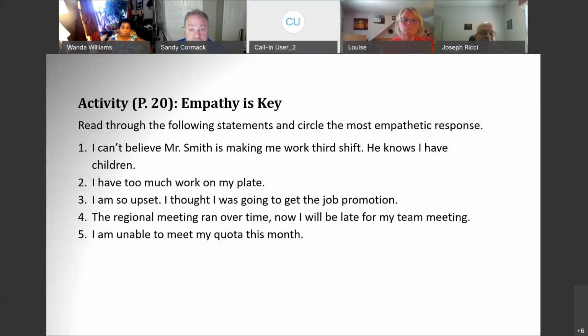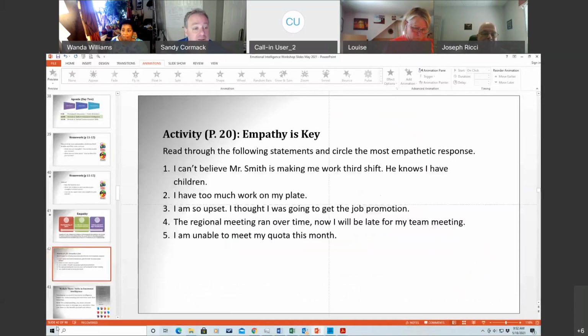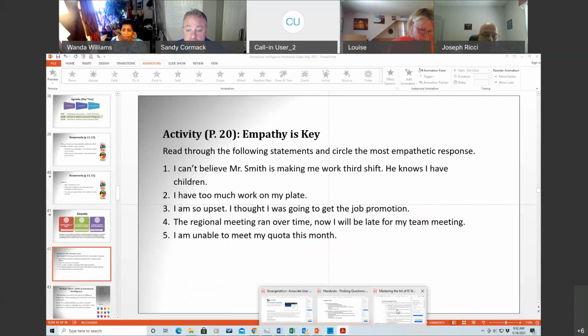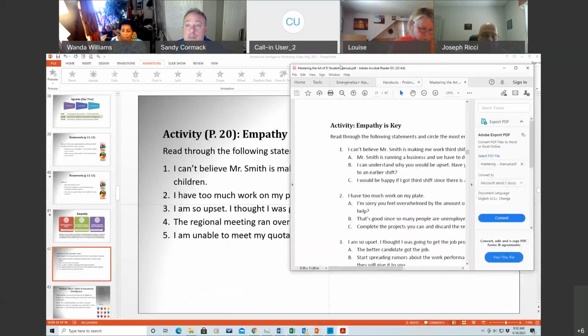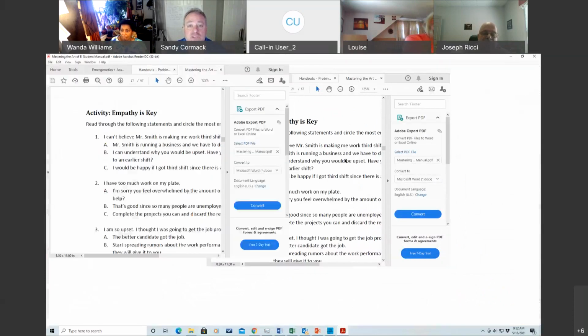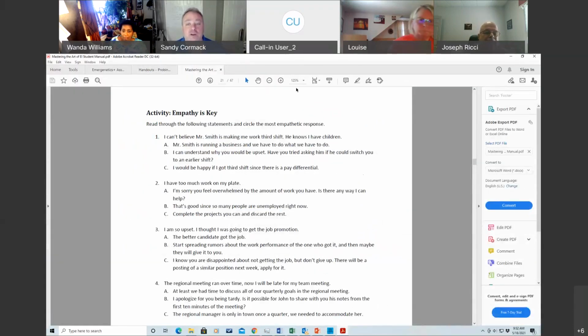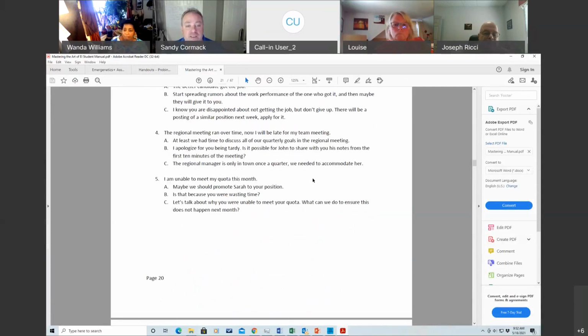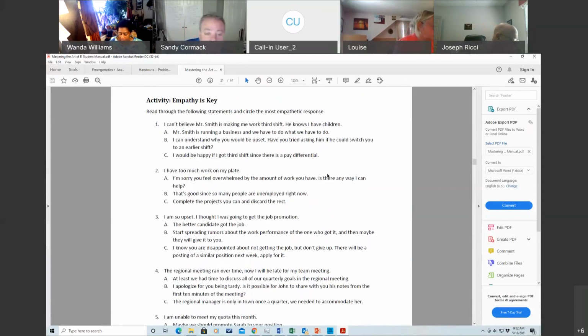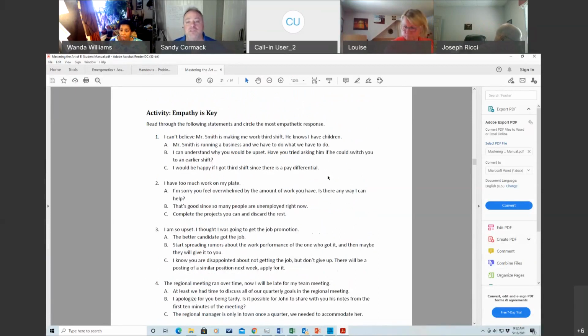So let me get out of this because I don't have the different responses. I'm going to pull up the student handbook. All right. So this is an activity that is in your handbook on page 20 called Empathy is Key. Each one of these statements has a series of responses, and it's up to you to tell the rest of us which you think is the most empathetic response.